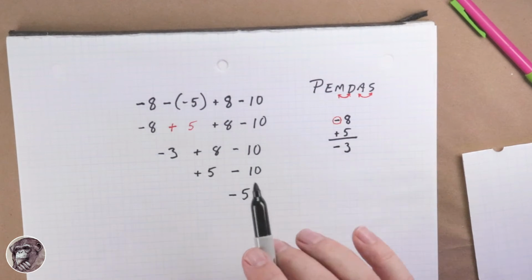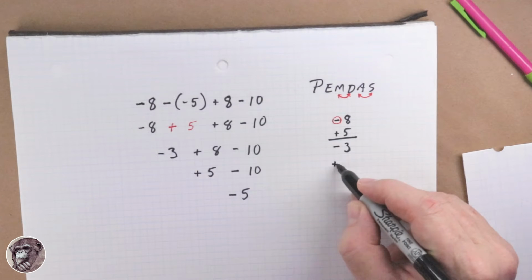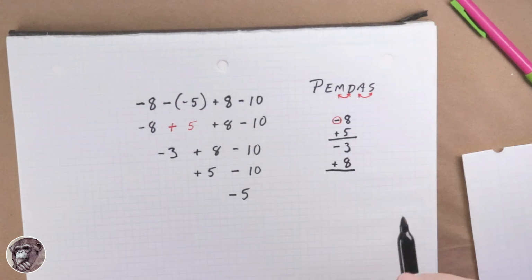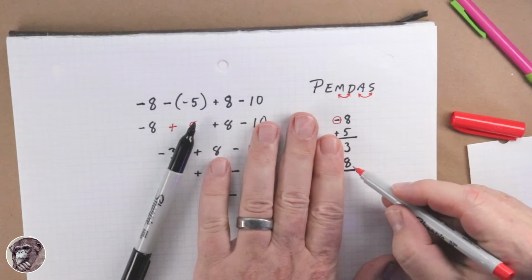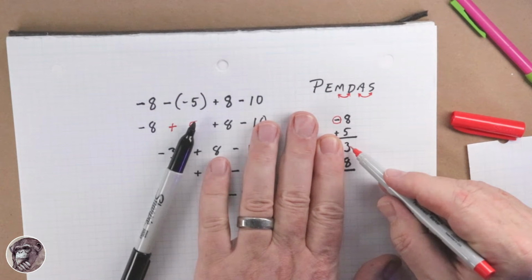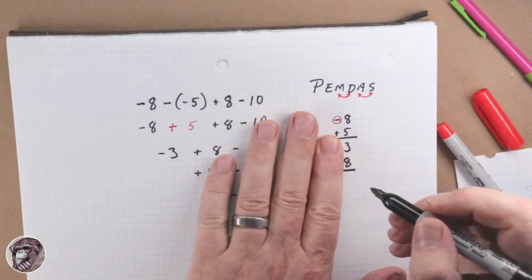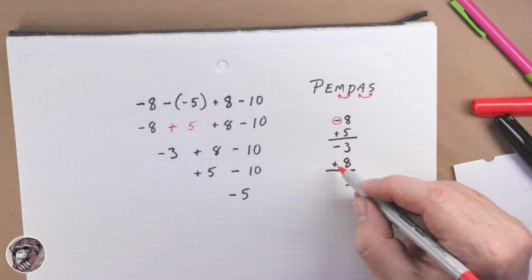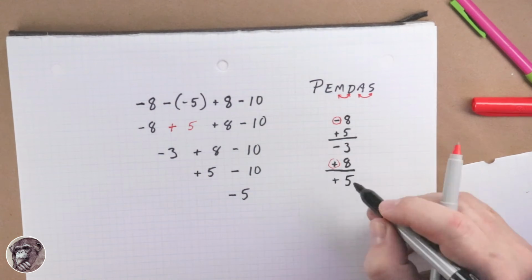Then I have negative 3 plus 8, and it's the same thing. I would subtract 3 from 8, so the bigger number is 8, the smaller number is 3. I'm subtracting 3 from 8, and that's going to give me a 5, and then I keep the sign of the bigger number. So in this case, it's a positive 5.